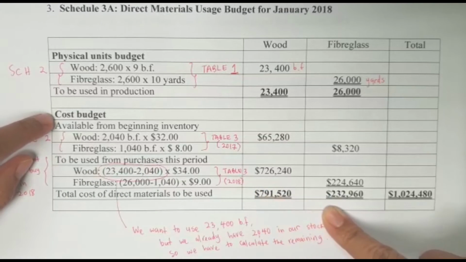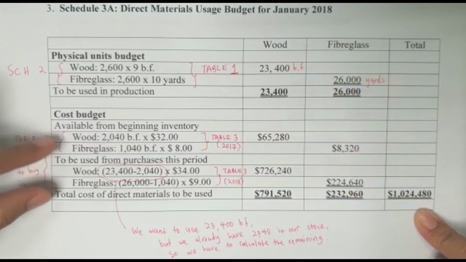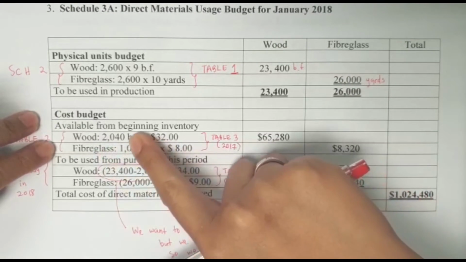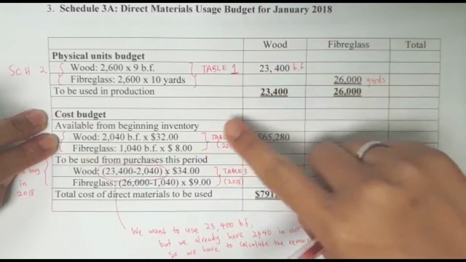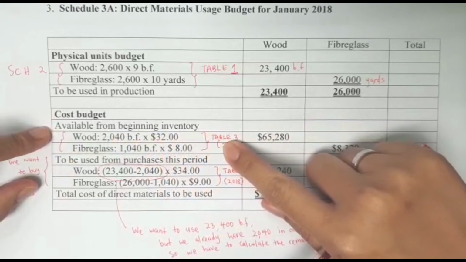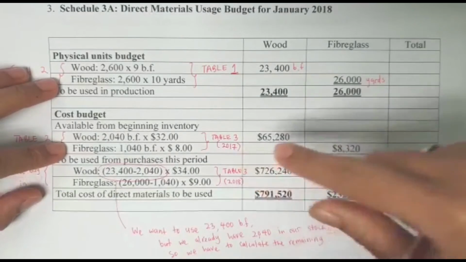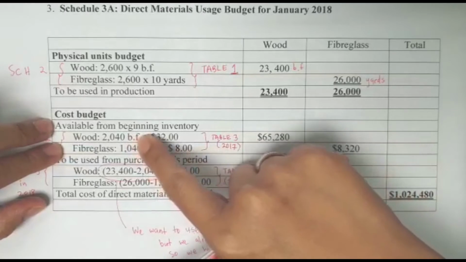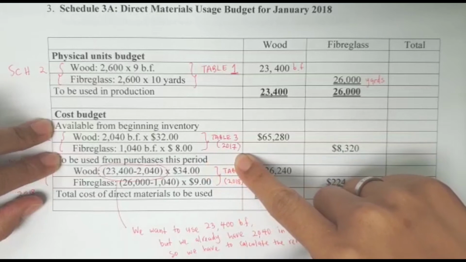In regards to the cost budget for direct material that they are going to use, we can divide it into two main parts. The first one is the cost of the beginning inventory of wood and fiberglass that they already have in their stock. This is available from the previous year, 2017, because we are preparing the direct material usage for 2018. Therefore, the beginning inventory must refer to information from 2017.